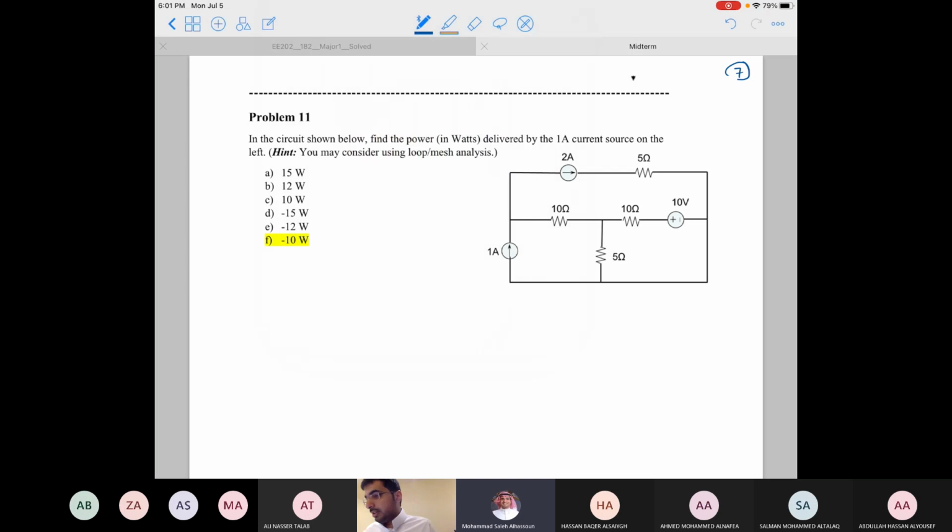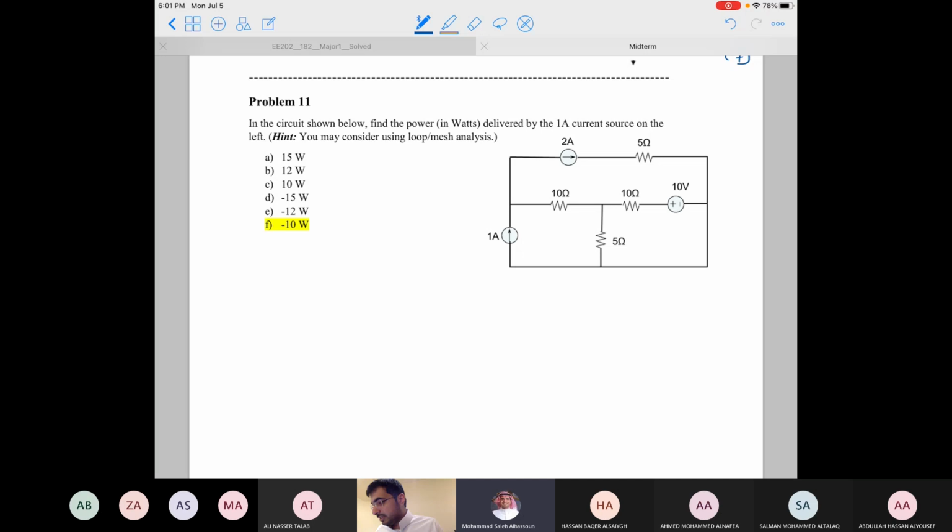Okay guys, okay. Ali, you're saying that we need to use the mesh analysis. Okay, maybe this is a good point to clarify some of these assumptions. I'm about to lose my voice, so I'm trying to optimize the problems that I'm going to solve.